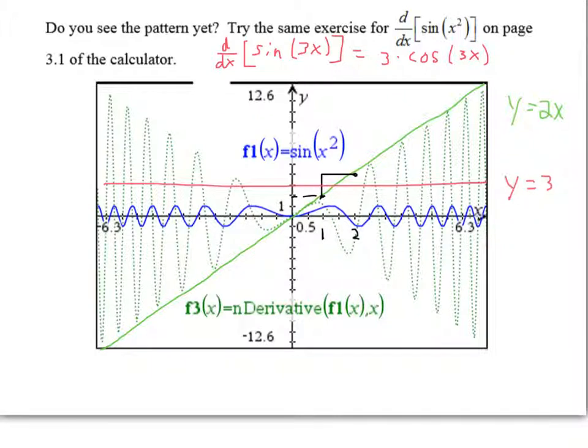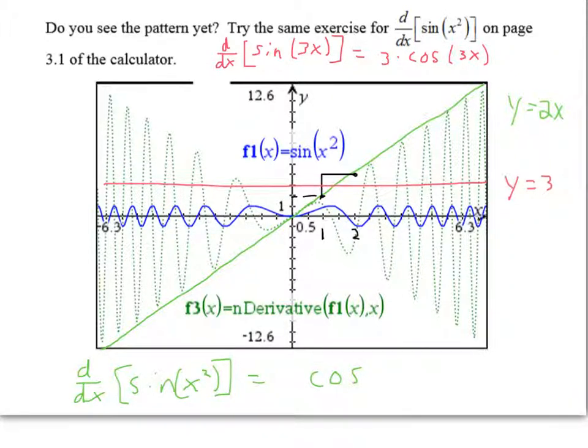So that would lead me to believe that, let's see, if we're talking about now d dx of sine of x squared, okay, that would lead me to believe that we're going to have a cosine graph, okay? It's got to be a cosine function.